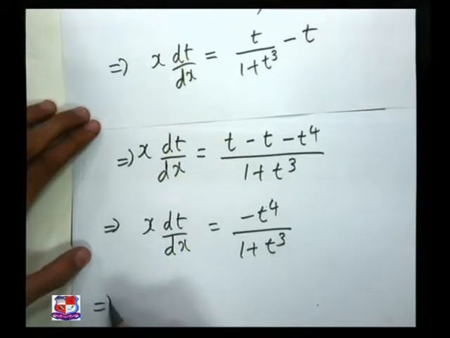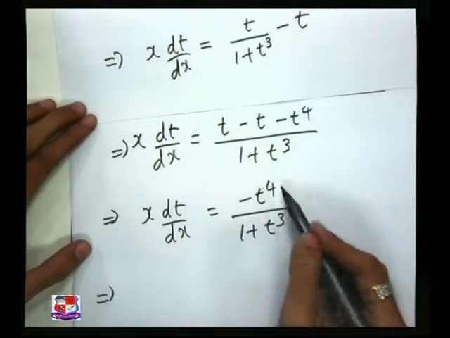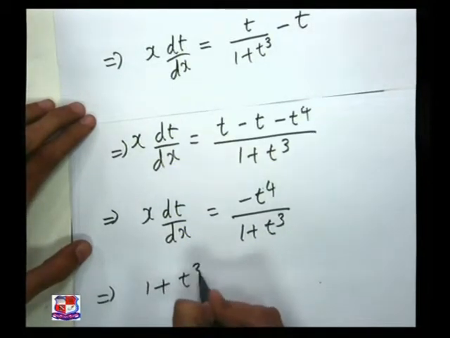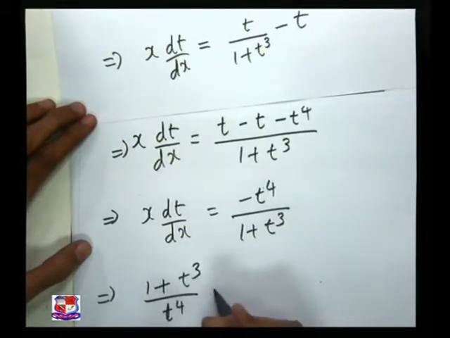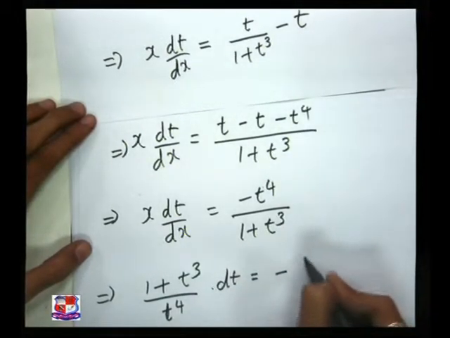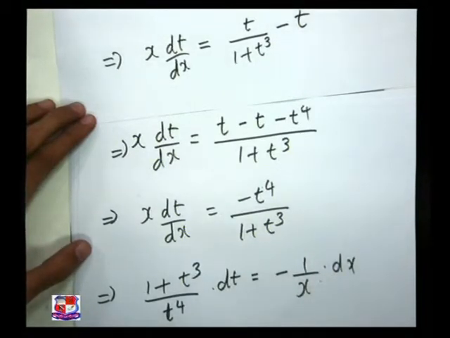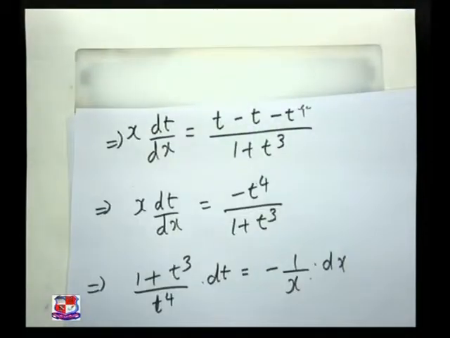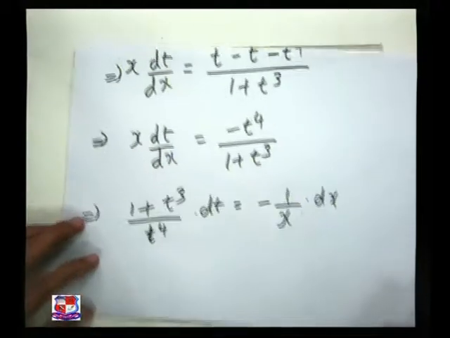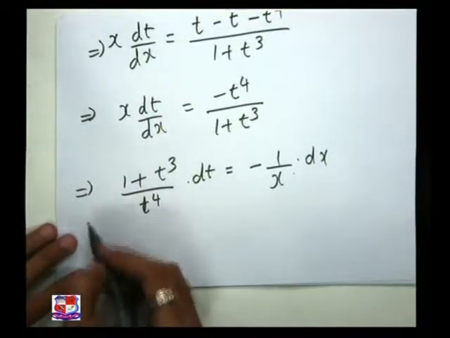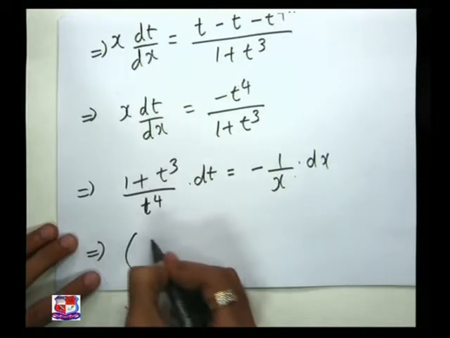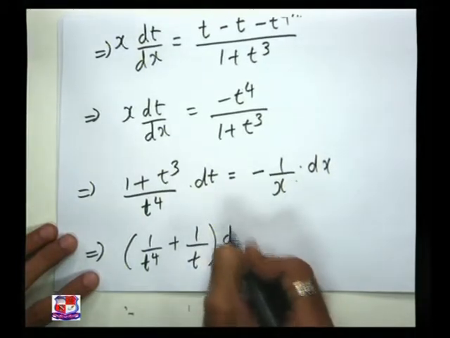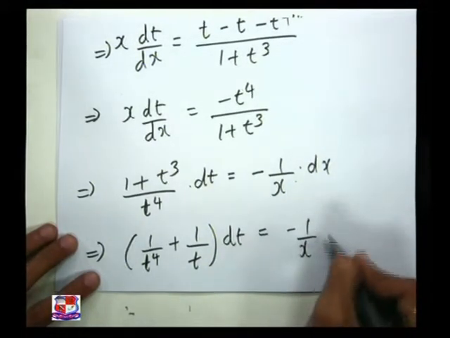And here the variables are separable because all terms are with t. So I will get 1 plus t cube upon t raised to 4 into dt is equal to minus 1 upon x into dx. Here in the left hand side all terms are with t, and in the right hand side all terms are with x. So here this is 1 upon t raised to 4 plus 1 upon t into dt is equal to minus 1 upon x dx.